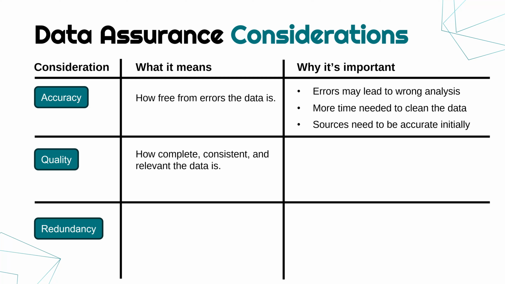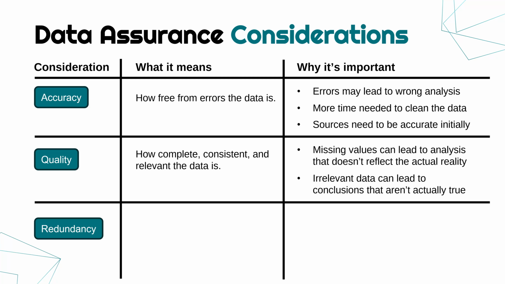Quality is a little bit vague as a consideration. It kind of encompasses quite a few other ones. I would say quality refers to how complete, how consistent, and how relevant the data is. This is kind of an overall measure of how good the data is. If it's not complete, if it has some missing values, this could lead to analysis which doesn't reflect the actual reality because you're not actually taking into account all of the data you should be taking into account. If the data was irrelevant or wasn't quite specific enough to our particular scenario, that might lead to conclusions which aren't actually true. If I'm analysing data for aeroplanes, when I need to be analysing it for trains, it might lead to different conclusions which aren't actually relevant in my context.